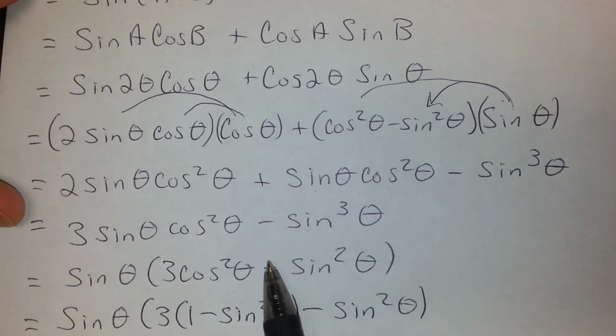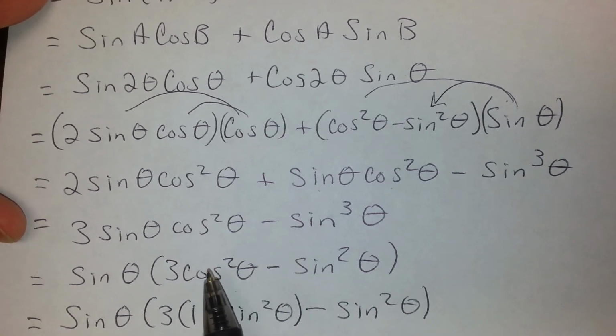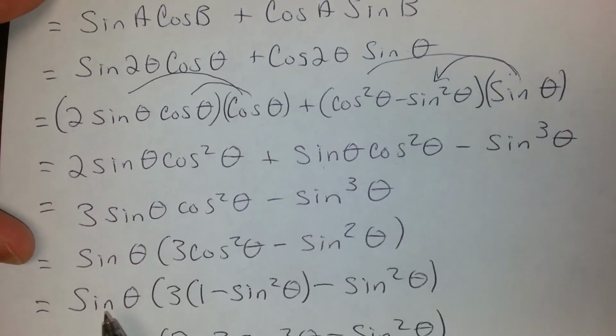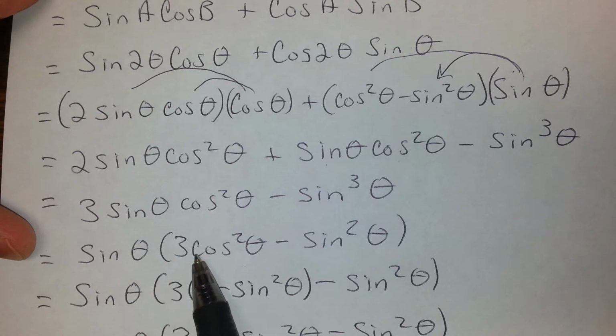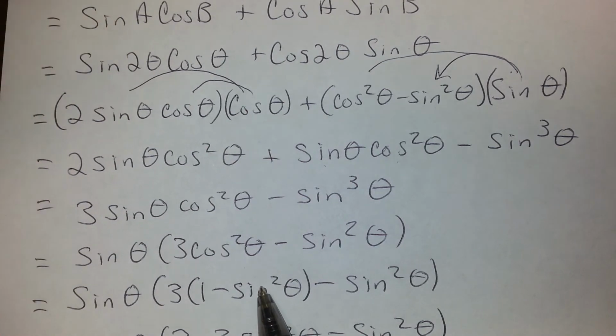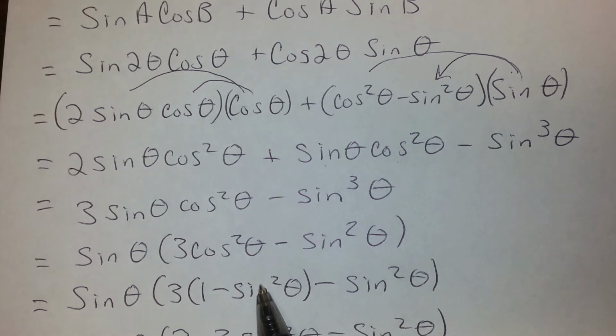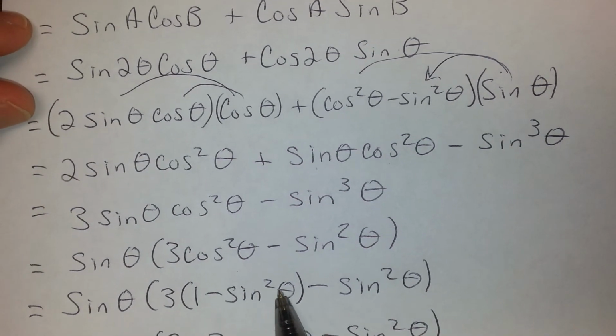Now, when you have something like this, let's get it all in terms of sine. So sine theta times 3, and what do I put in for cosine squared theta? 1 minus sine squared theta. Hopefully you all know where we got that. We're supposed to build on things in this course. Remember, cosine squared plus sine squared equals 1, so cosine squared is 1 minus sine squared theta.